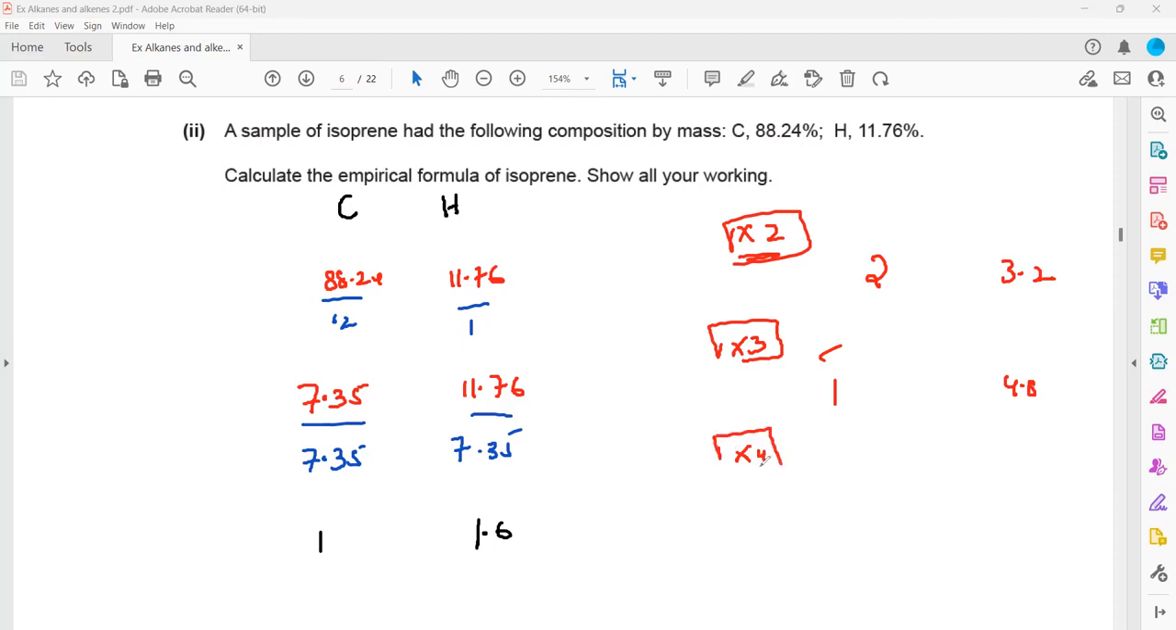If I multiply by 4, this will be 4 and this will be 6.4. Again, it's not a whole number. Then I multiply by 5. This will be 5 and this will be 8. So when I multiply both of them by 5, it gives us C5H8. So the empirical formula is C5H8.